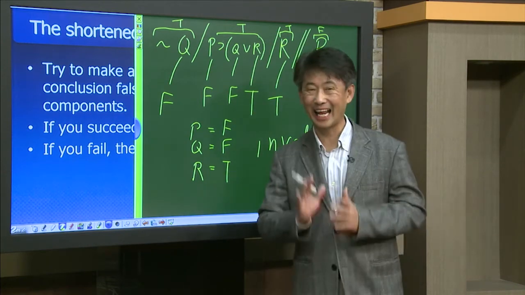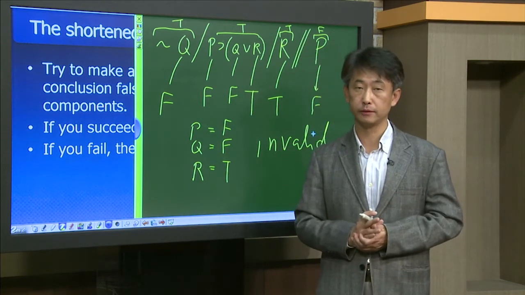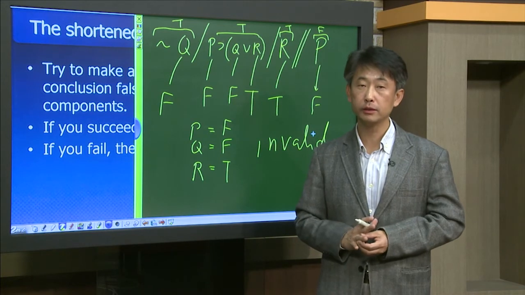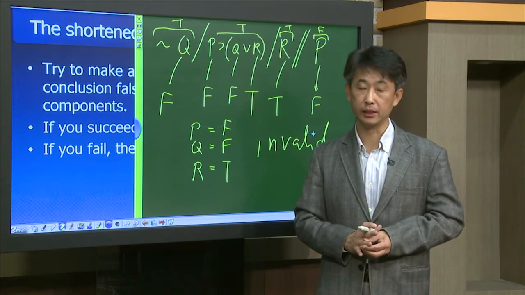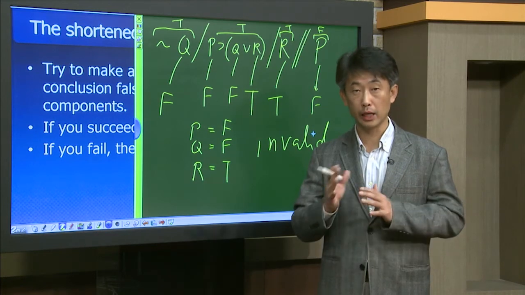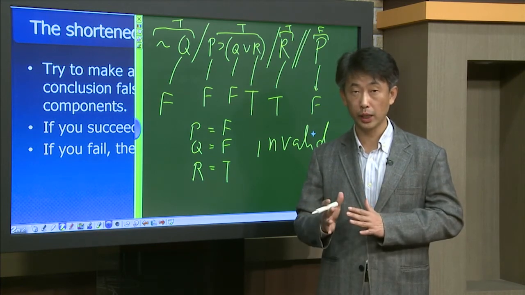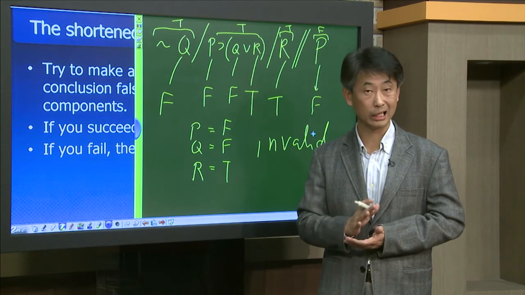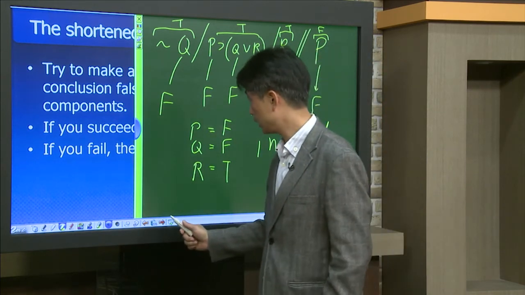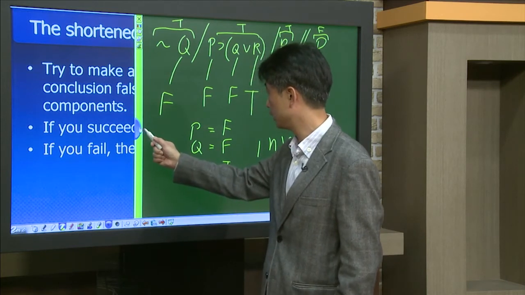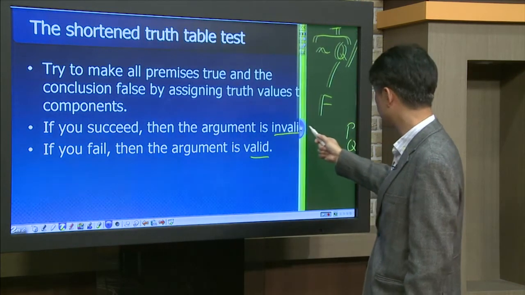Something like this cannot happen in a valid argument. In a valid argument, you will never be able to find an assignment of truth values that would make all the premises true and conclusion false. That will never happen in a valid argument. Okay, let's look at one more example.